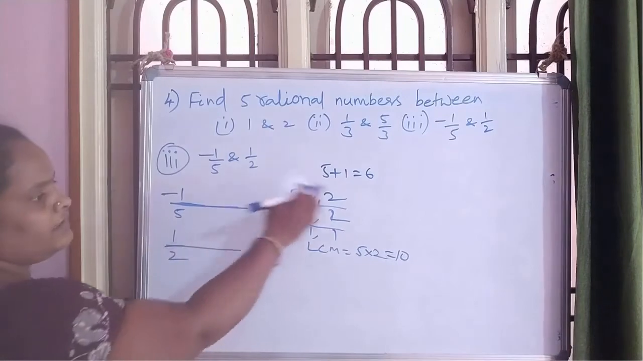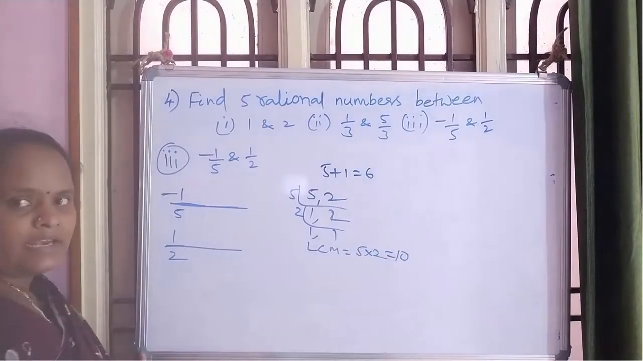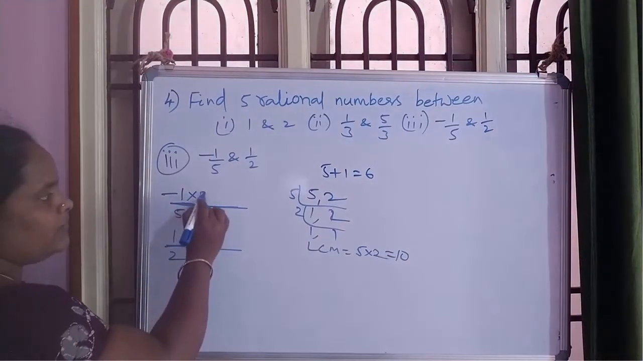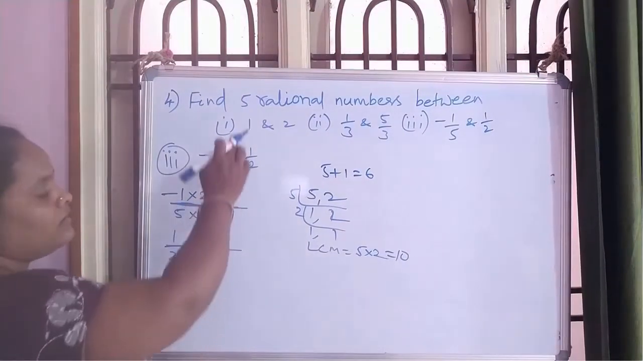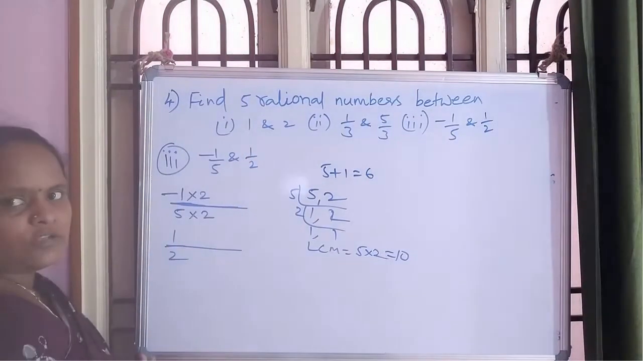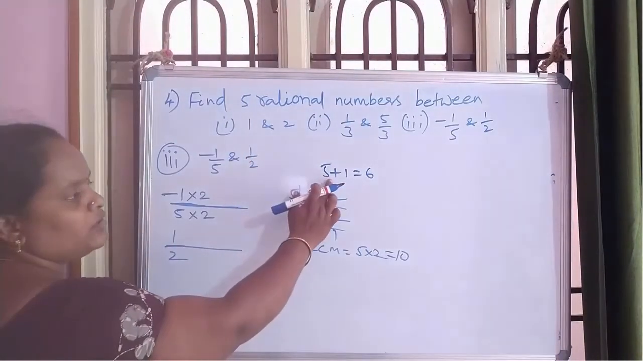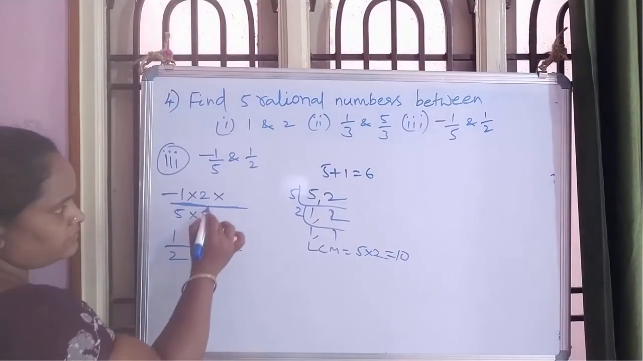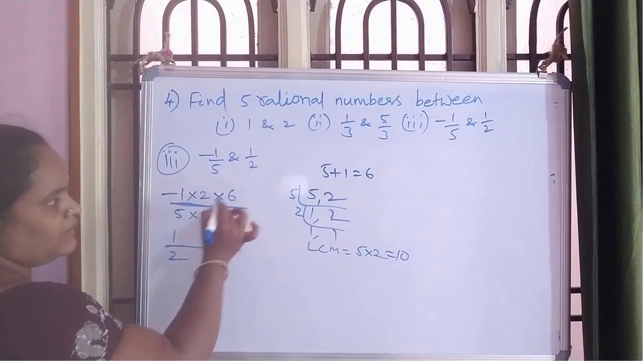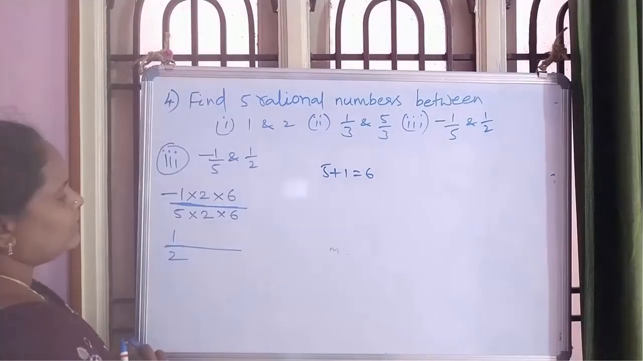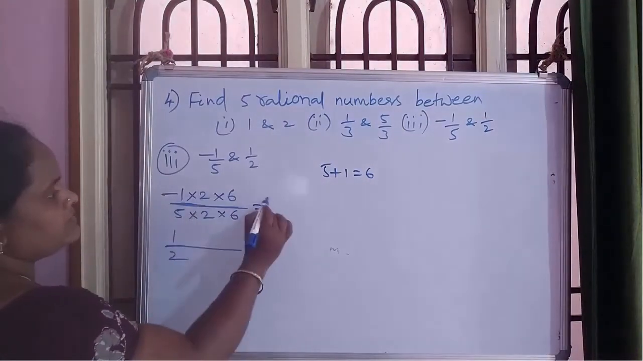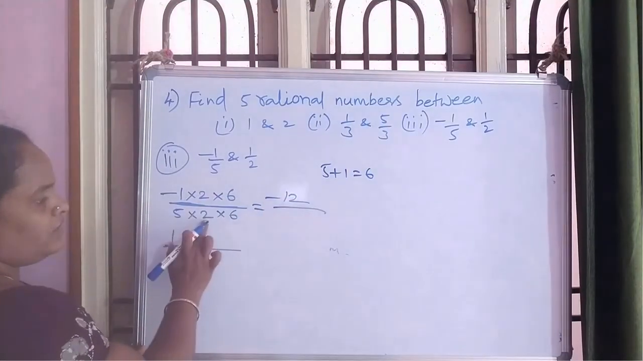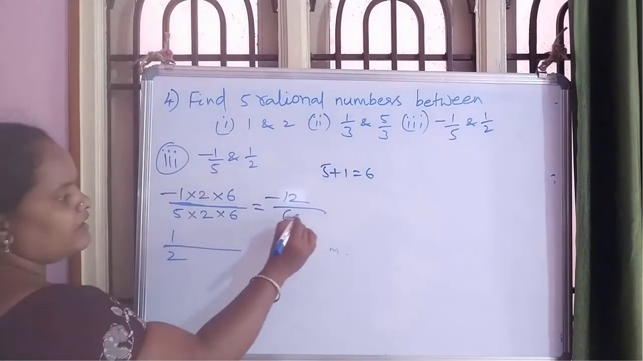Okay. Here the LCM is 10. To get 10 in the denominator, I need to multiply 5 by 2, and with the same number I need to multiply in the numerator also. Here 5 rational numbers are asked, so with which number do I need to multiply in the numerator and denominator? That is 5 plus 1, 6. So in the numerator and the denominator I need to multiply with 6. So how much will I get? Minus 1 into 2, 2 sixes are 12, divided by 5 twos are 10, 10 sixes are 60 in the denominator.